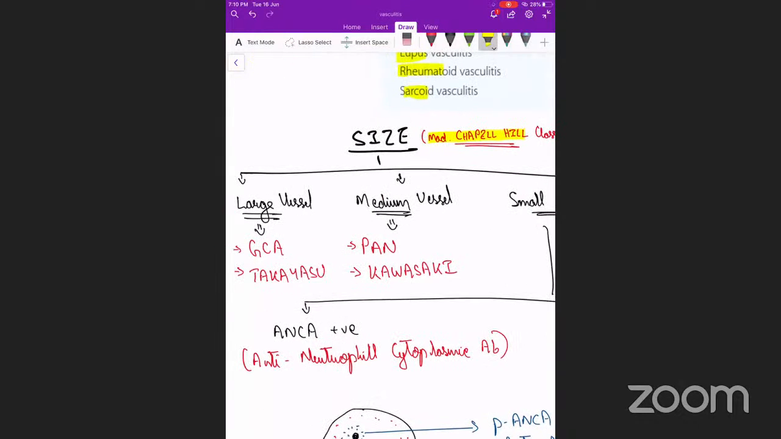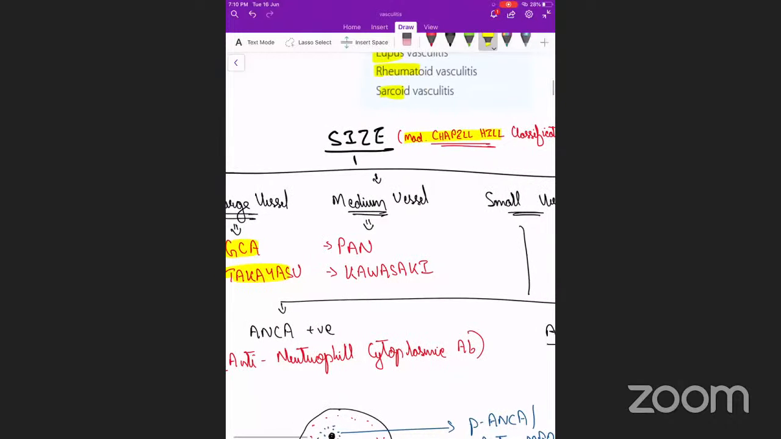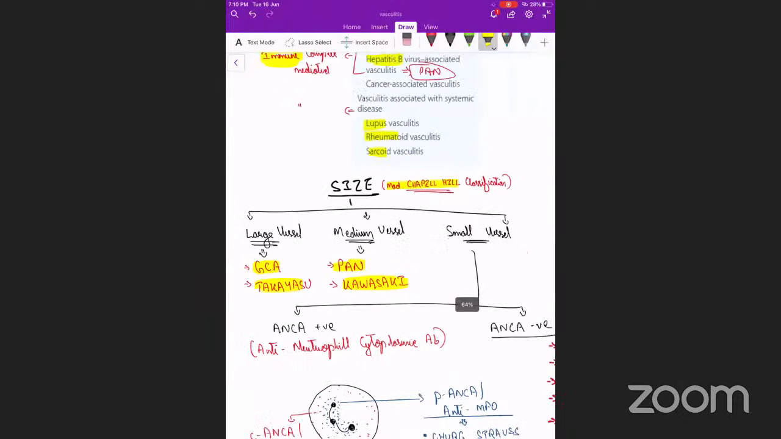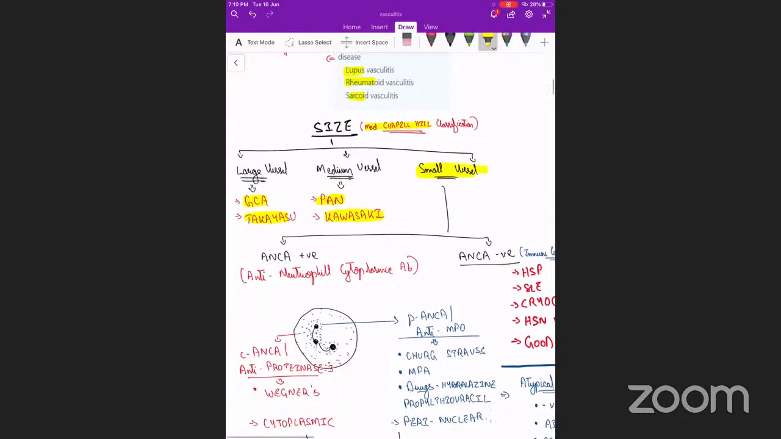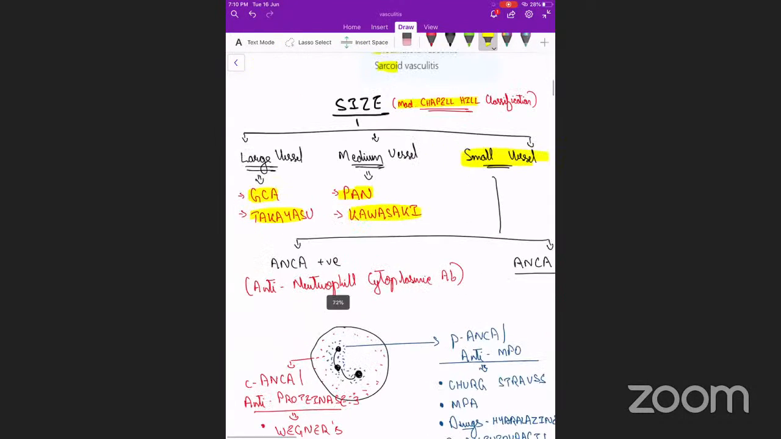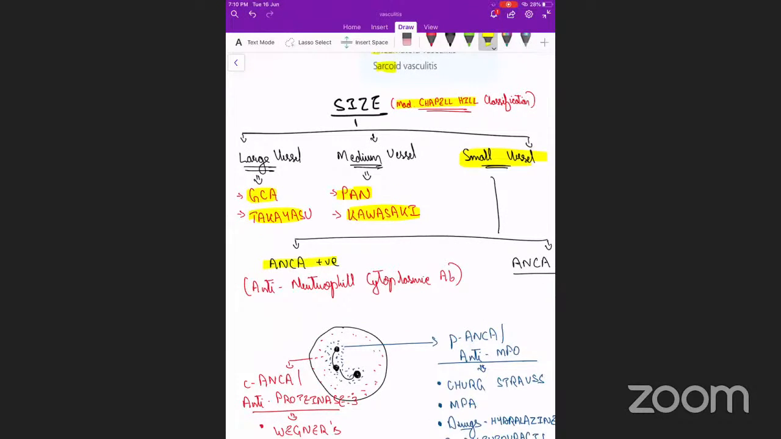This affects the larger vessels like the aorta and its direct branches. That can be giant cell arteritis and Takayasu arteritis. Next one affects the medium-sized vessels. This will be polyarteritis nodosa and Kawasaki disease. Next one will be small vessel vasculitis. Under small vessel vasculitis, we can have two types. One is ANCA-mediated. ANCA stands for anti-neutrophil cytoplasmic antibody.